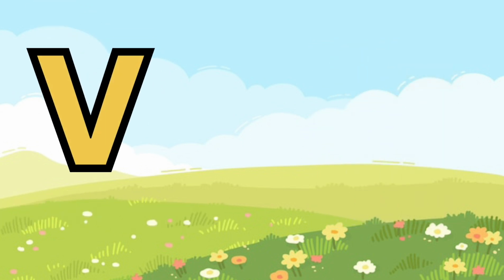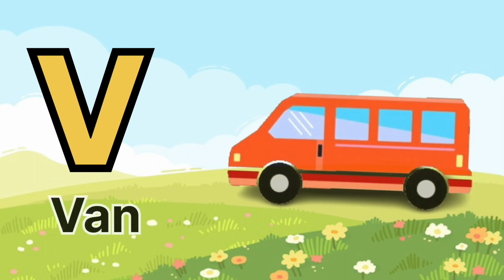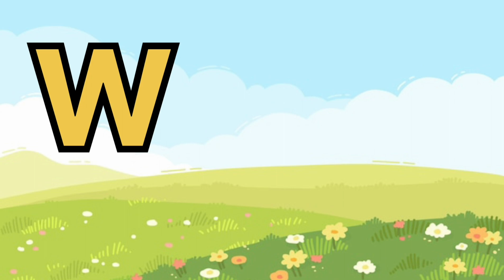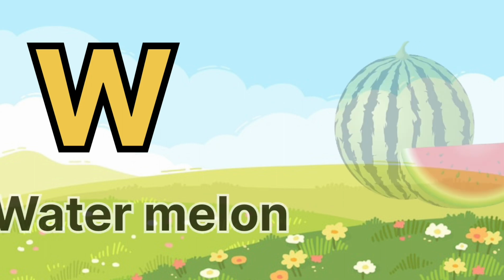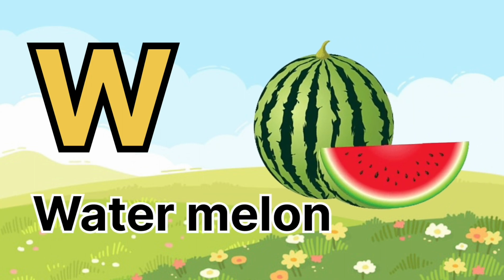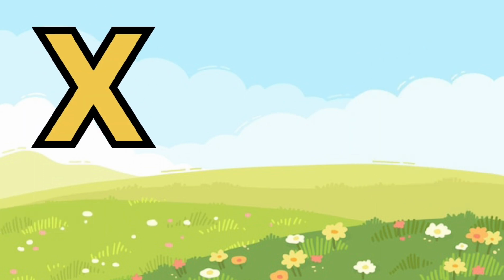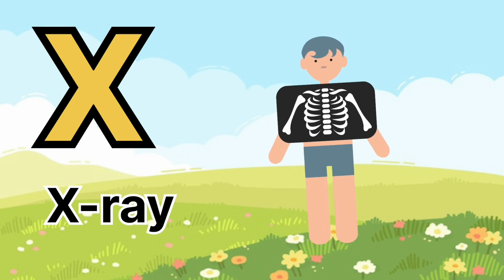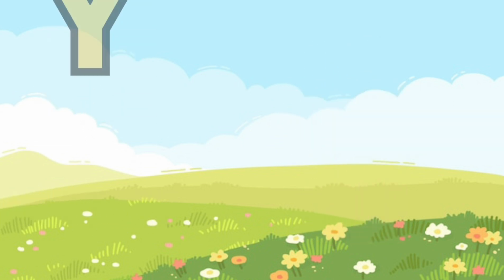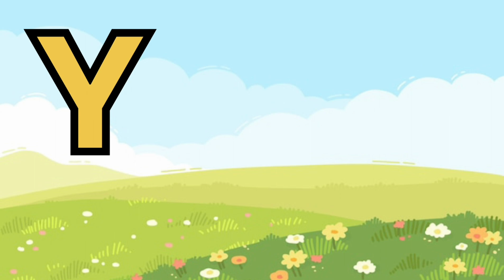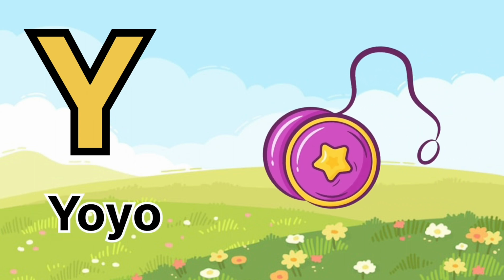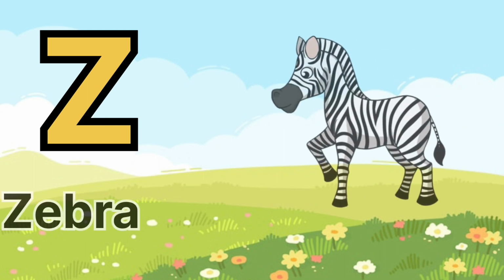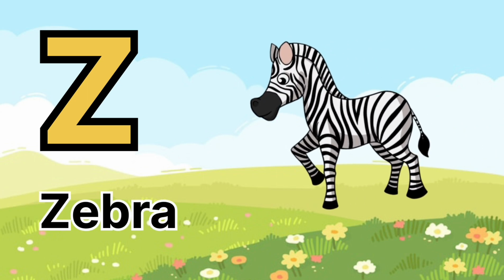V, letter V. V for van. W, letter W. W for watermelon. X, letter X. X for X-ray. Y, letter Y. Y for yo-yo. Z, letter Z. Z for zebra.